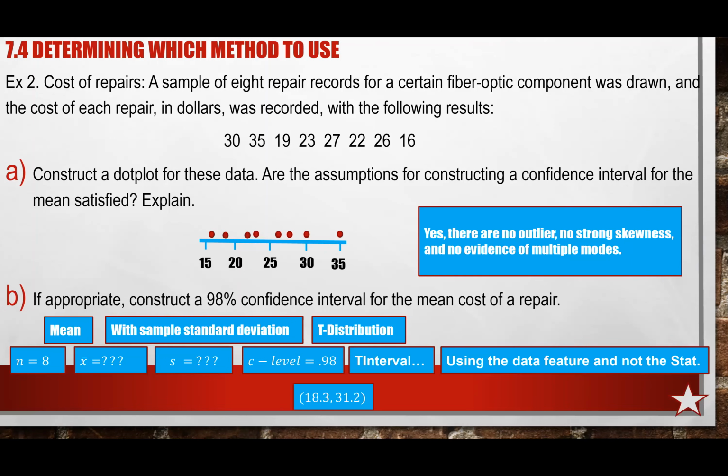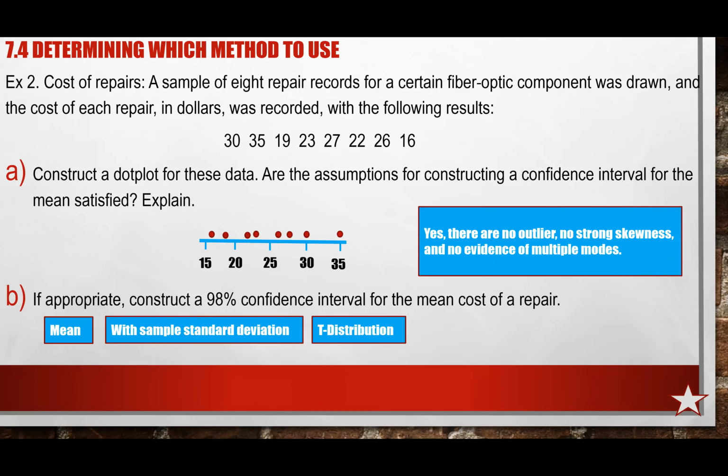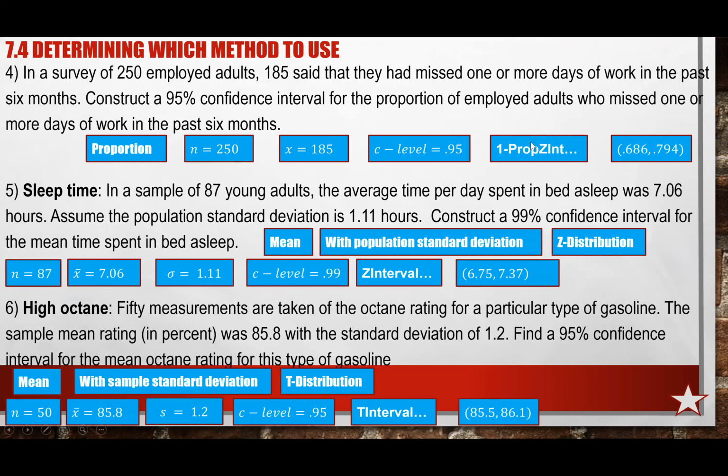The main thing for today is that hopefully you have an idea of how to determine when you use the Z interval versus when you use the T interval. And again, I want to remind you that these are the only 3 features we're using: the 1-prop Z interval, the Z interval, and the T interval. Those are the only features under the test that we're using now.